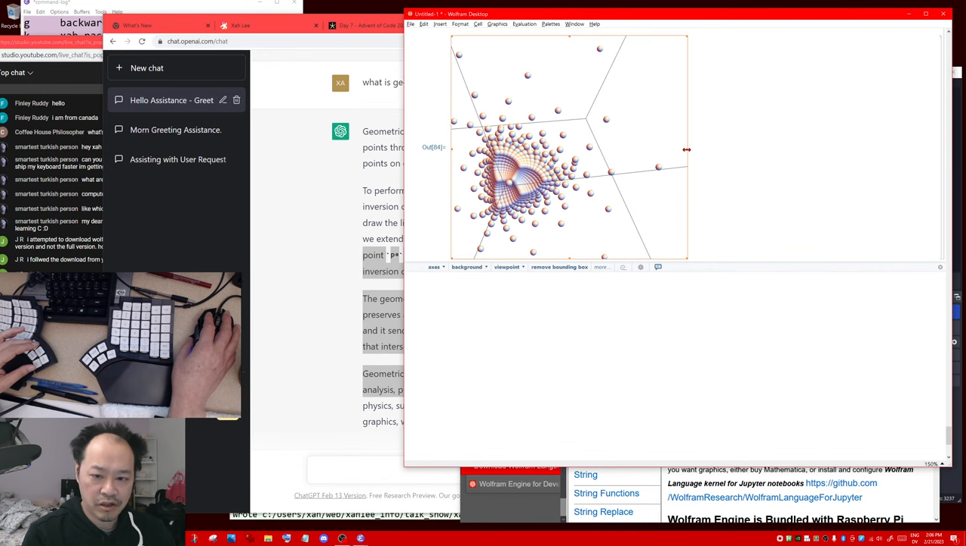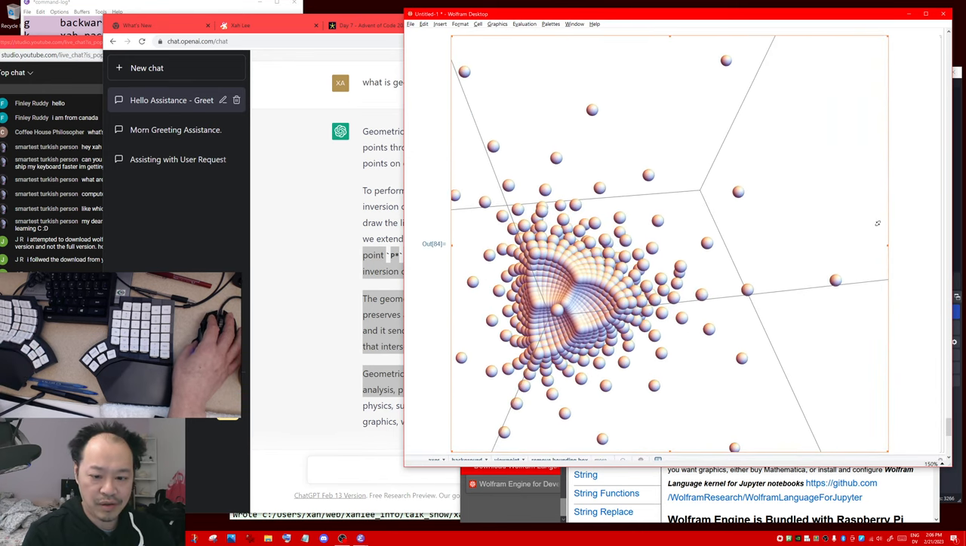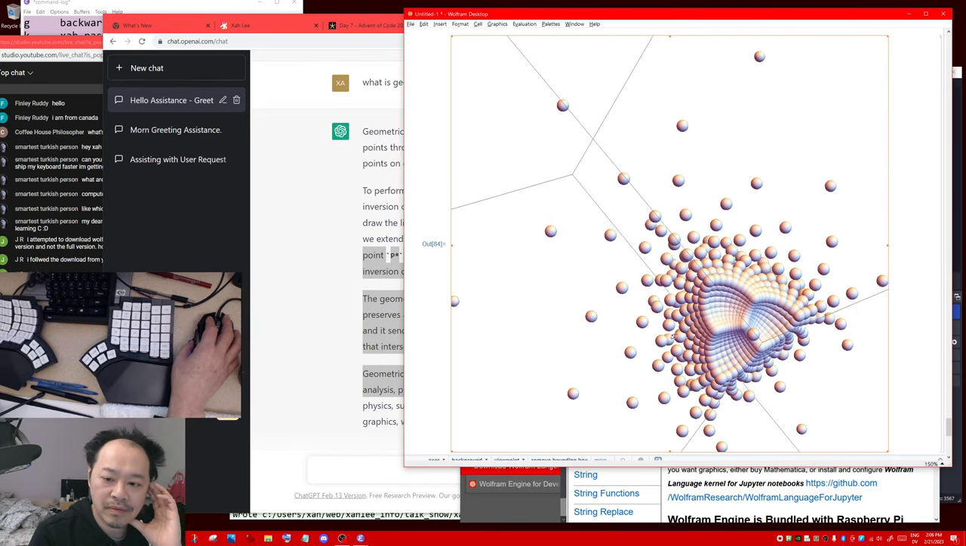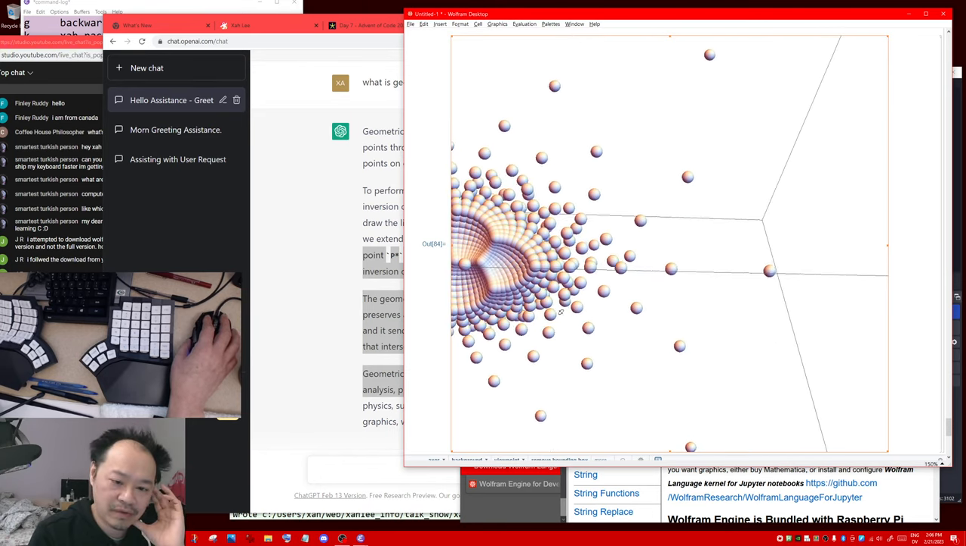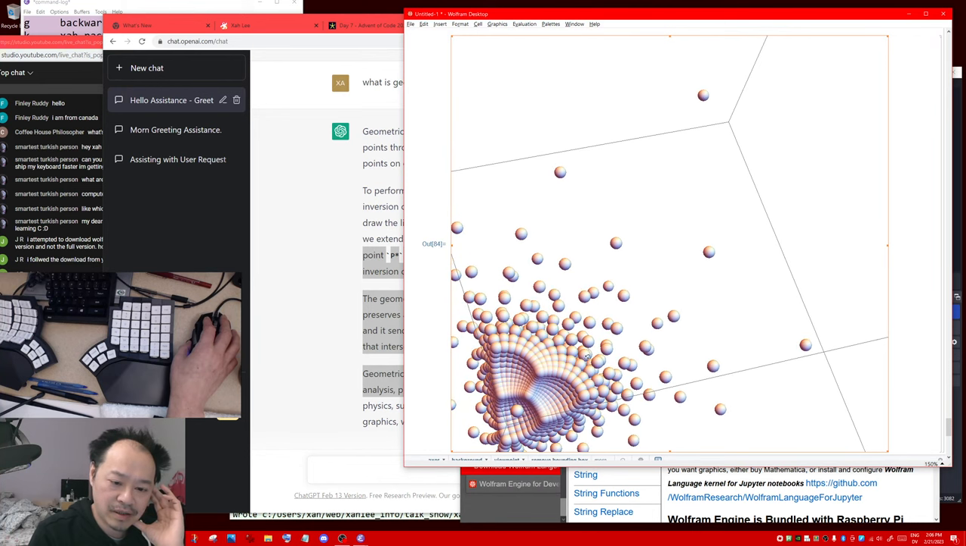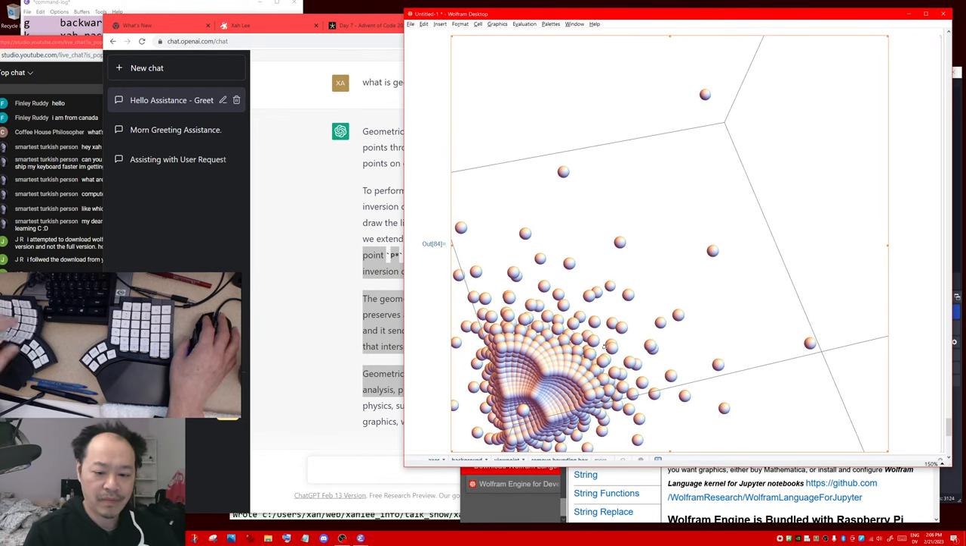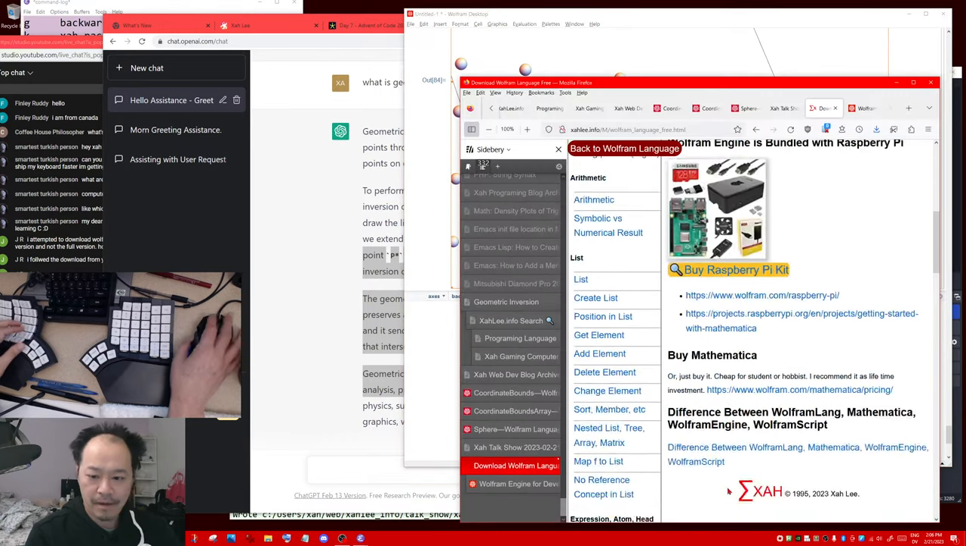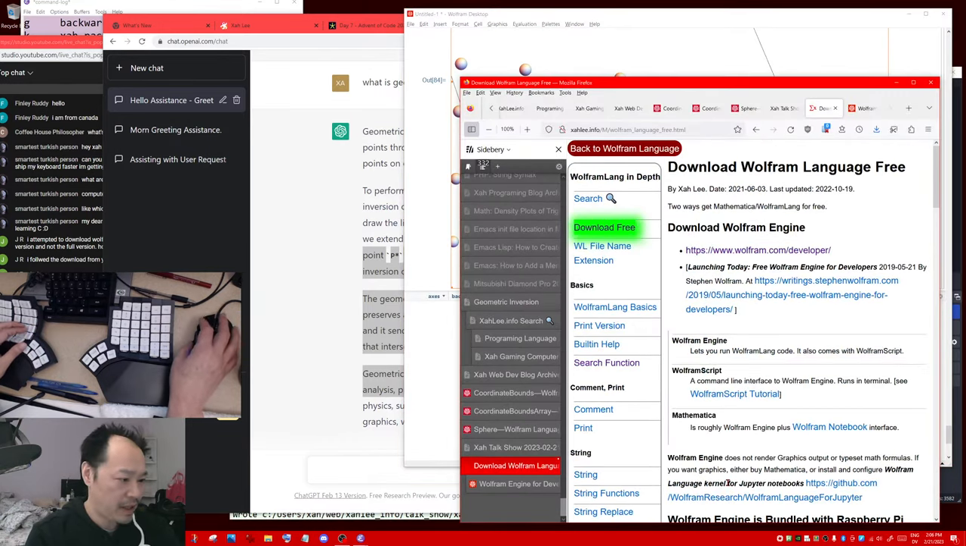So the structure shows only when you have lots of balls. So I don't think using spheres works. Okay, that's it for today. Anything else?